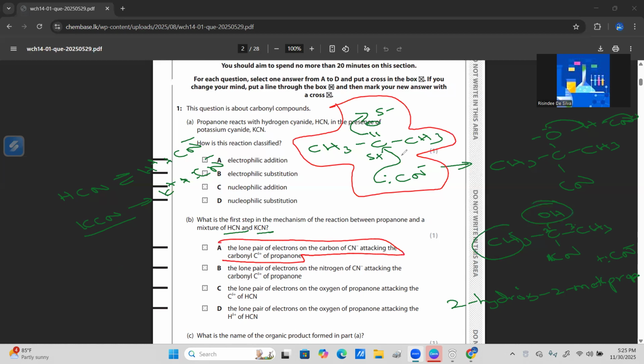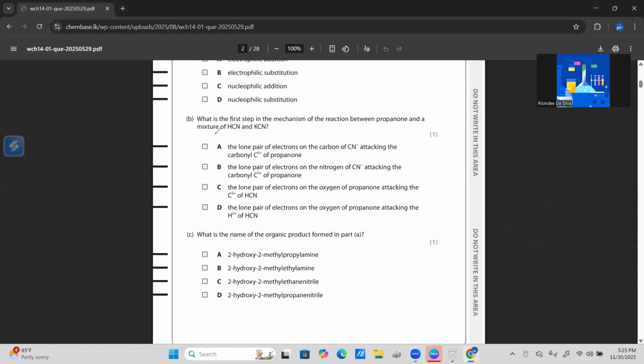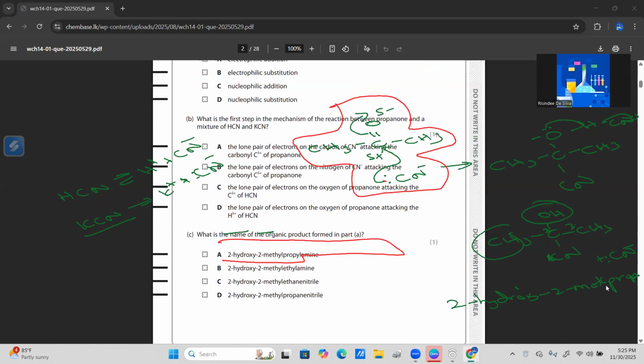The lone pair attacked the positive carbon. Others are wrong. Then we'll see the next one. What is the name of the organic product? So I already told the name. 2-hydroxy 2-methyl propane nitrile. So the correct answer is D.